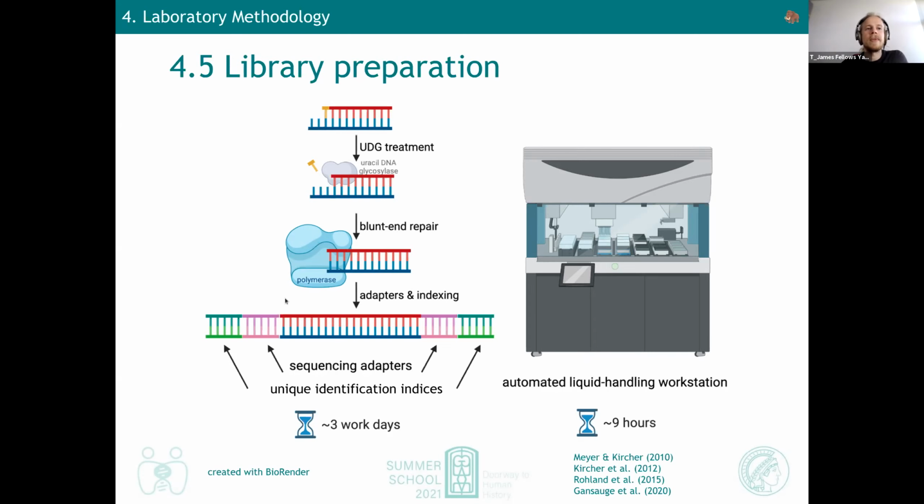Now, typically, up until about 2 or 3 years ago, this whole process of library preparation would take about 3 days. But nowadays, with improvements in molecular biology, there are automated liquid handling workstations, aka robots, which allow us to do this in as few as 9 hours, to convert our DNA molecules extracted in the previous step to being ready for sequencing on a sequencing machine.